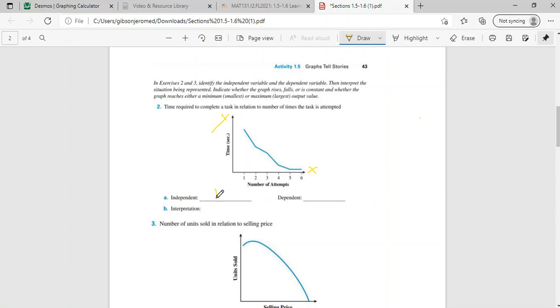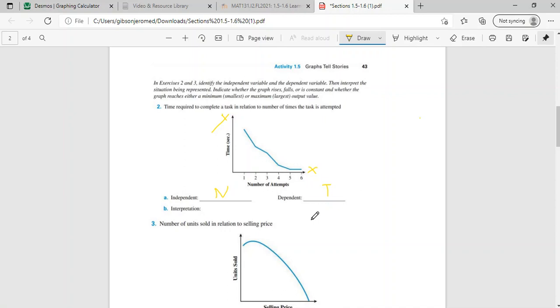I'm just going to put N for number of attempts because I'm not good at writing with this pen. Okay, dependent would be the time. So we'll put time. So the independent is the number of attempts. The dependent is the time in seconds. Now, the interpretation.